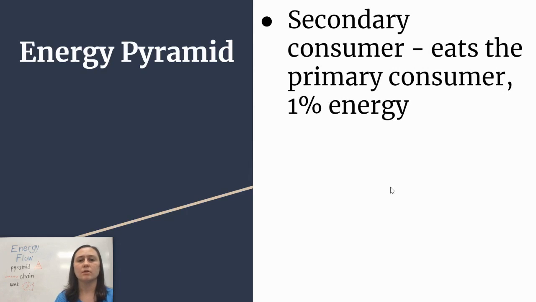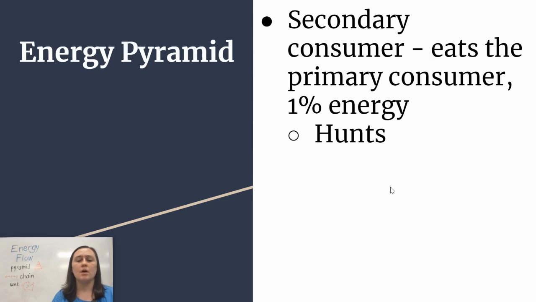The secondary consumer would be above the primary consumer. So we're moving up the pyramid, we're getting smaller, closer to the point. They eat the primary consumer and they get 10% of the 10% that the primary consumer has. So the secondary consumer has 1% energy whenever it eats. And that's because it has to hunt.